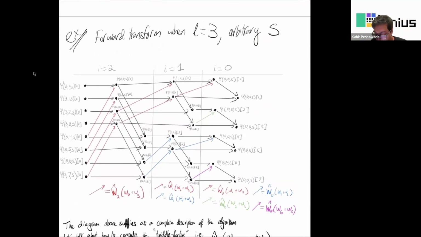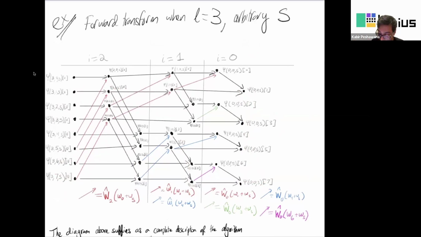So we actually have l stages to our algorithm. And in each stage, we go from psi of l, and a bunch of values related to psi of l, to a bunch of values related to psi of l minus 1, to a bunch of values related to psi of l minus 2, to a bunch of values related to psi of l minus 3. And in this case, l was 3, so psi of 0. And this is exactly what our goal of the forward transform was, to do this transformation.